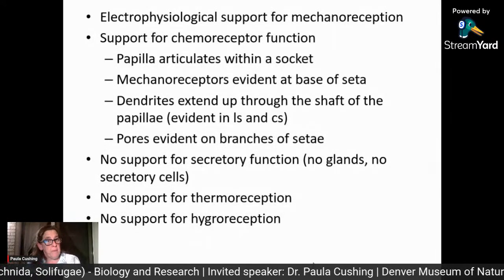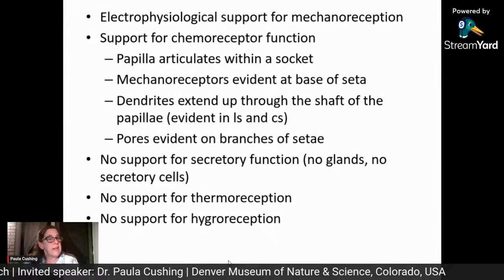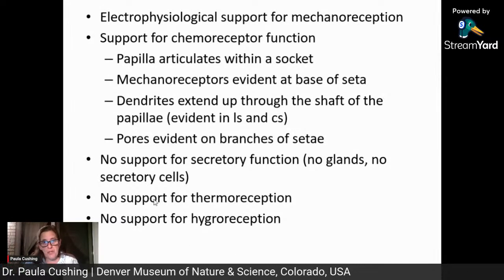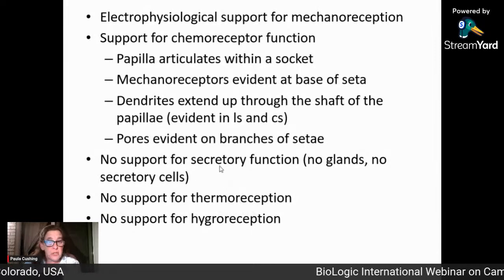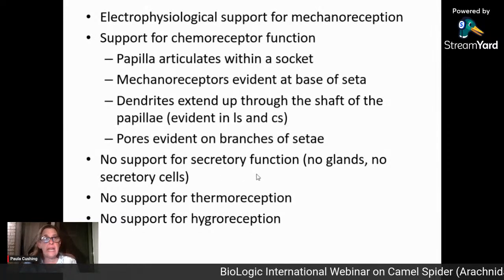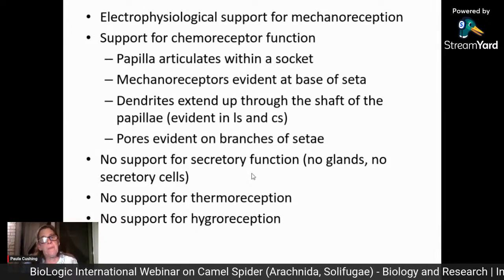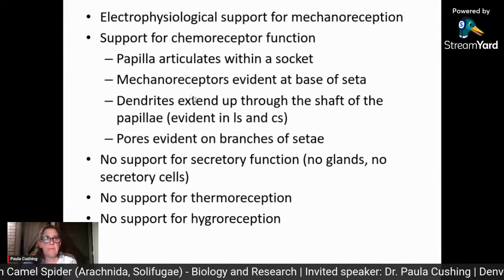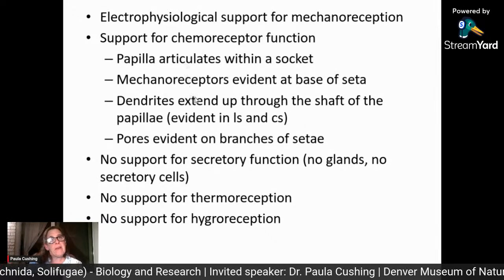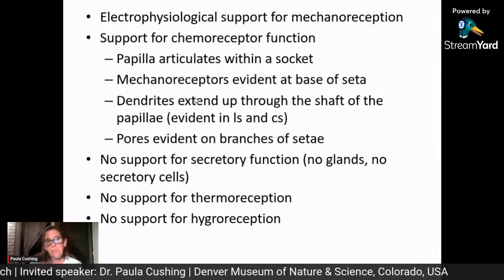Some of the other experiments that we carried out provided no support for thermoreception, for them picking up heat signals, no support for hygroreception, no support for secretory function. We saw no glands at the base of the papillae, but we did see support that they may function as chemoreceptors. So it may be that the males are using these papillae to pick up chemical signals from the female.